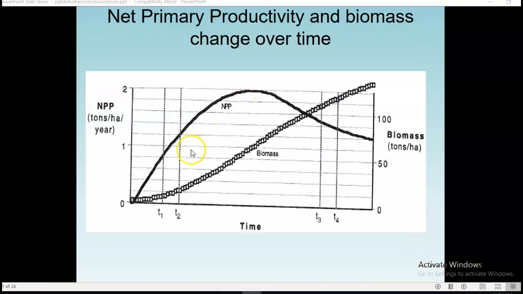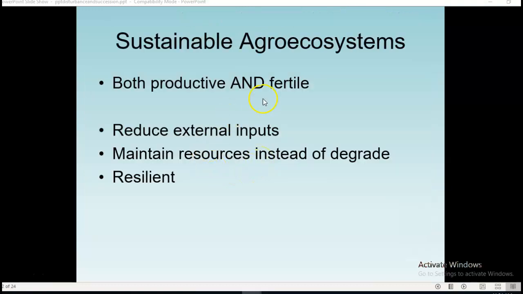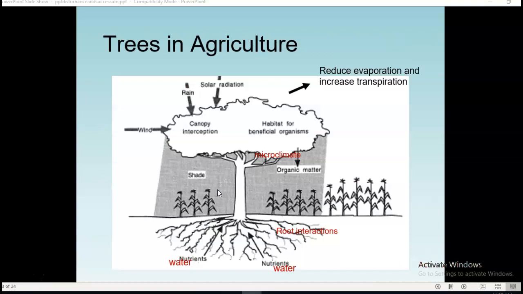And I'm going to back up. This helps us see productivity, the net primary productivity of edible biomass, and then biomass here, that is more for the soil, for future fertility. So doing this allows us to reduce external inputs and maintain our resources instead of degrading them, and allows for a more resilient agroecosystem that's resilient to changes and damage.